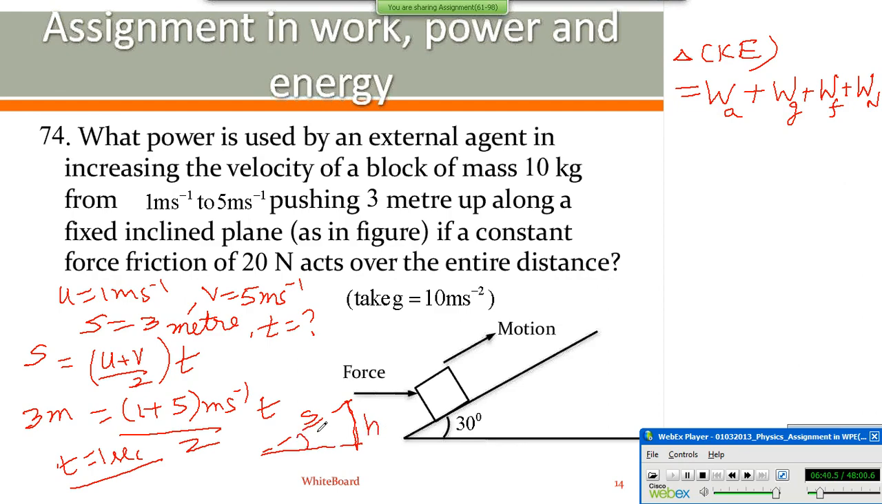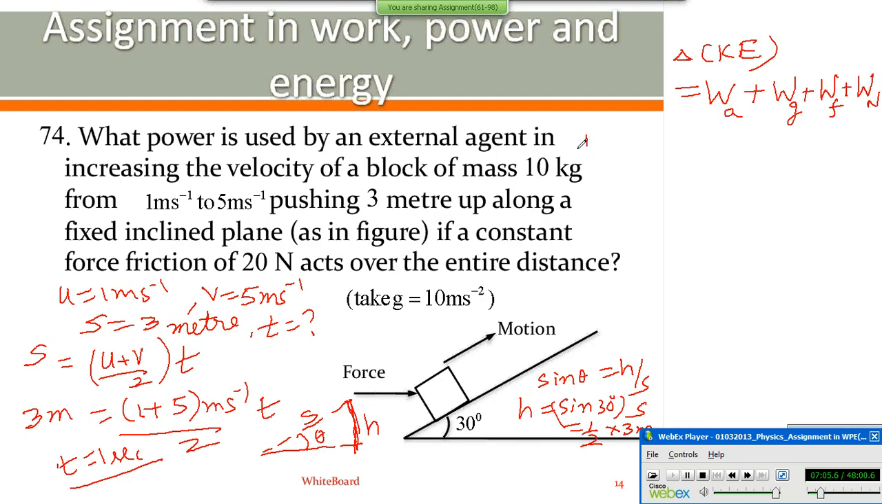and the corresponding increase in the vertical height, then you can write sin theta equal to h by s, or h equal to s into sin theta. Here theta is 30 degrees. Sin 30 degrees is 1 by 2, and the magnitude of the displacement is 3 meters.